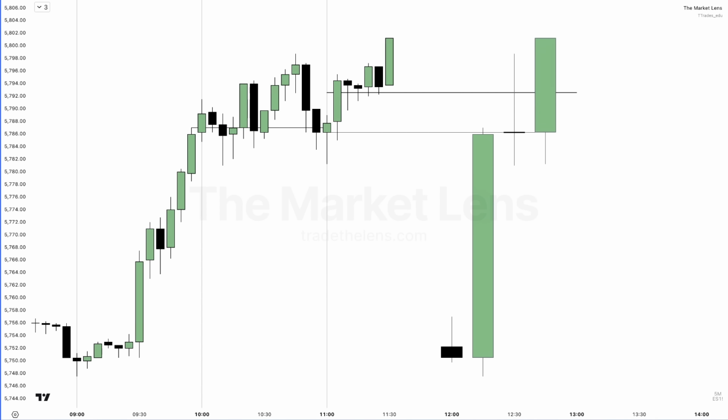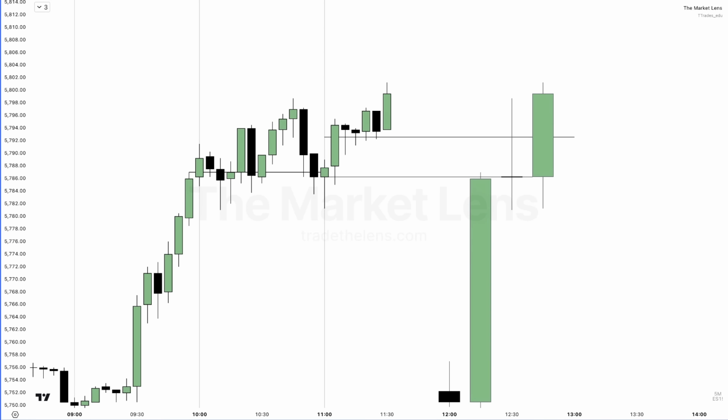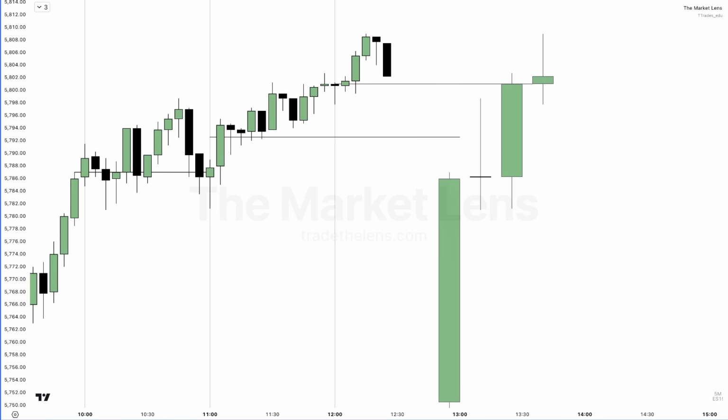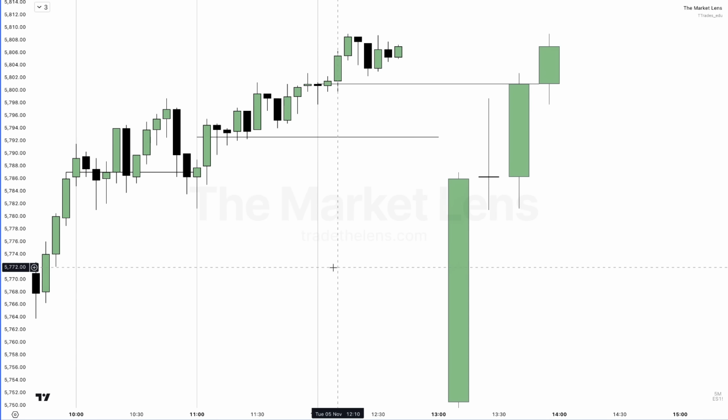So as we use this as a support level now, after inversing 50% of this wick, we then trade higher to take out this high. So let's let this play out a little longer. You can see we start to expand higher from there.